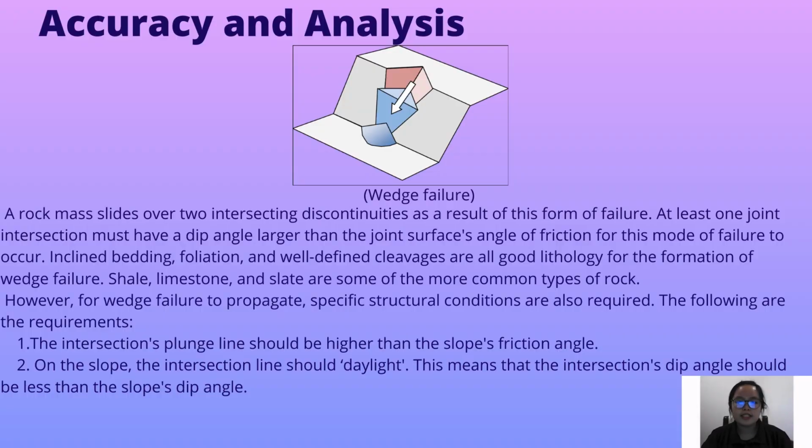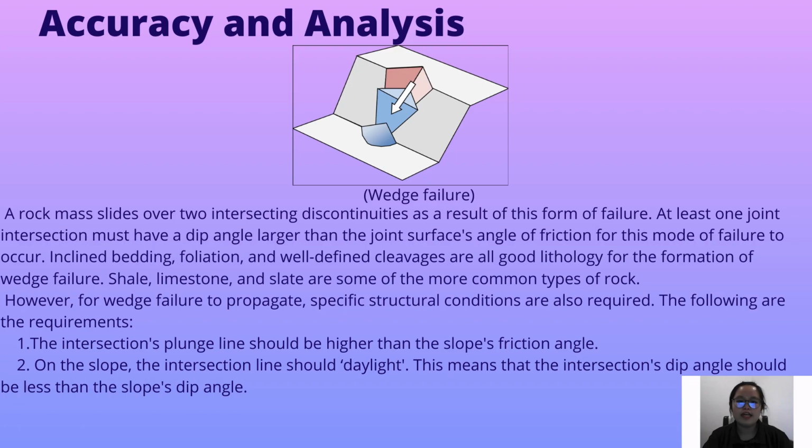Accuracy and analysis. The image shows the wedge failure. A rock may slide over two intersecting discontinuities as a result of this form of failure. At least one joint intersection must have the dip angle larger than the joint friction angle for this mode of failure to occur.